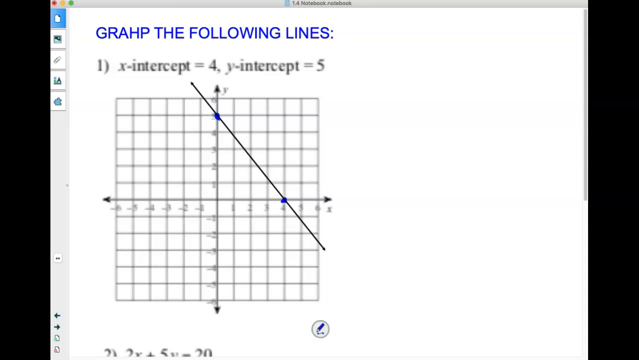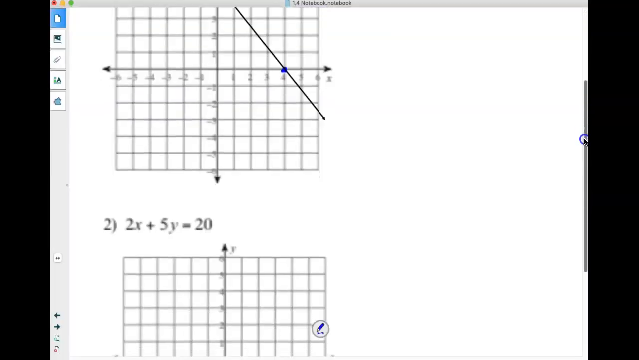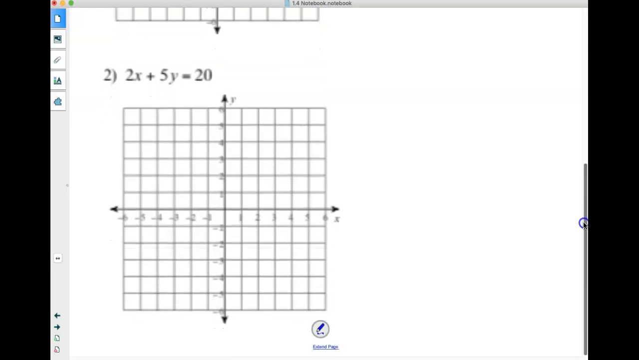If we're given the intercepts, all we have to do is plot the x-intercept and the y-intercept, and graph the line. This next one, number 2, if I plug 0 in for x, that gives me my y-intercept. So if I put in 0 for x, I really have 5y equals 20, right? So then y would equal 4.